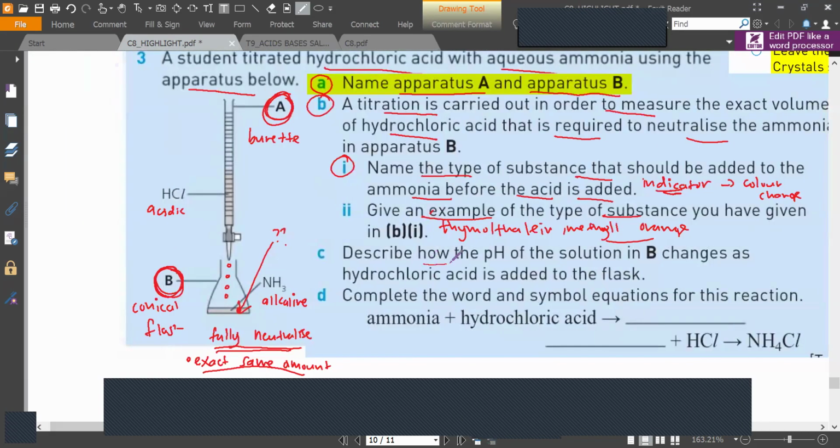Describe how the pH of the solution in B changes as hydrochloric acid is added to the flask. So how is the pH changing? At first it's alkaline, right? The ammonia at first is alkaline. So how will the pH change? Will the pH increase or decrease?